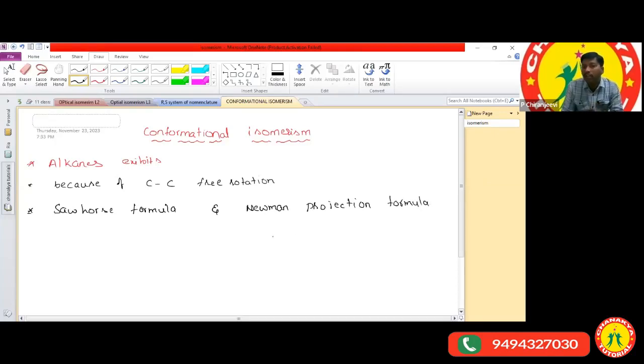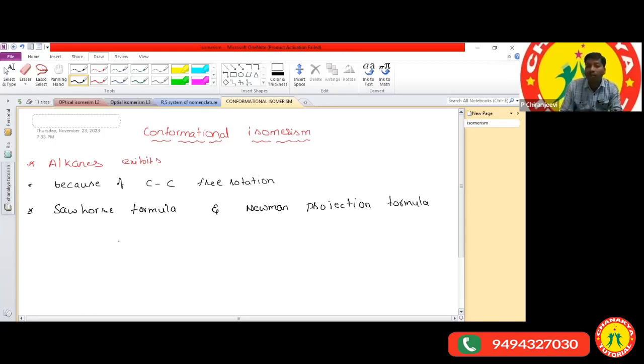Is that clear? Sir, what is meant by the Sawhorse formula and Newman projection formula? These two are also used to represent organic compounds. Organic compounds can be represented in different types. I think you must have studied some of these concepts: complete representation, condensed representation, line representation, and three-dimensional representation. Like that, we also write the Sawhorse formula and Newman projection formula.